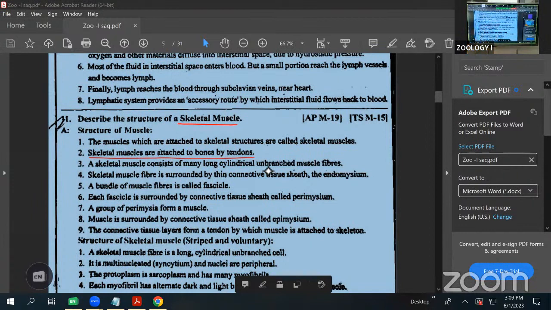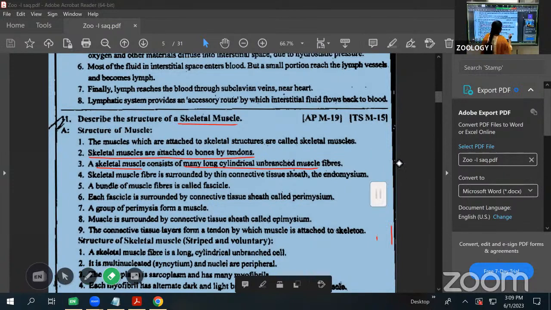Next, the skeletal muscles have a number of long cylindrical structures. They are unbranched. See this one, skeletal muscle consists of many long cylindrical unbranched muscle fibers. This is the one fiber. Here the muscle is present.